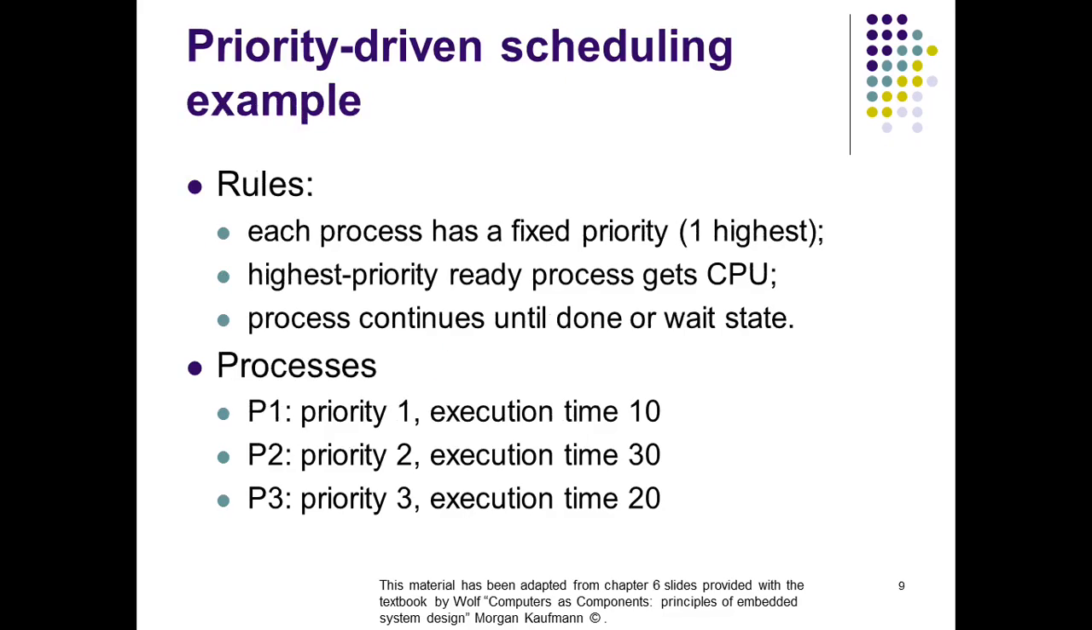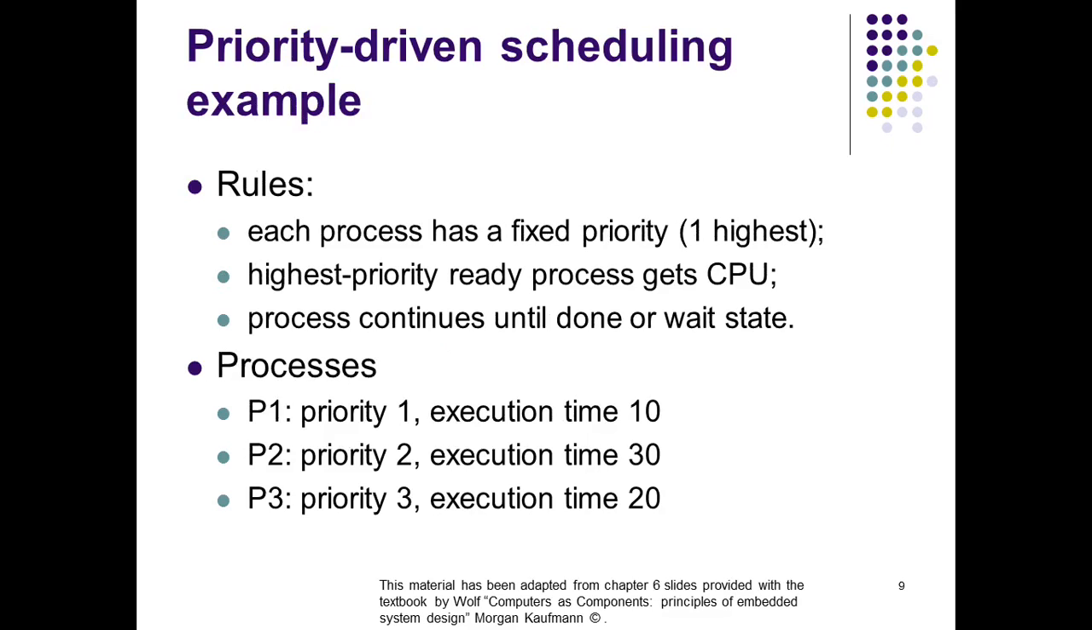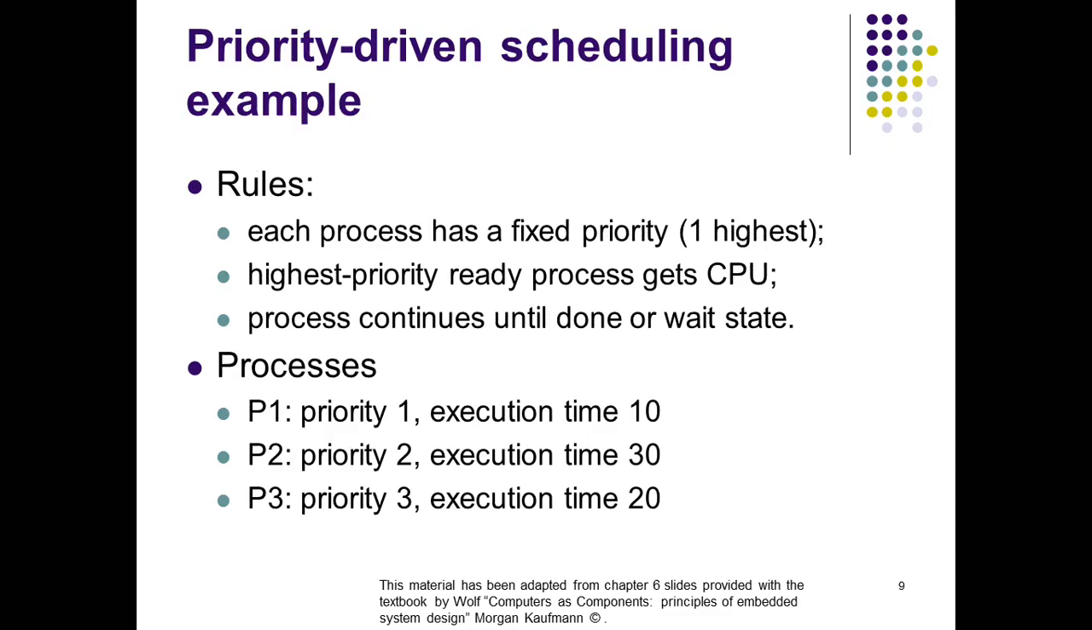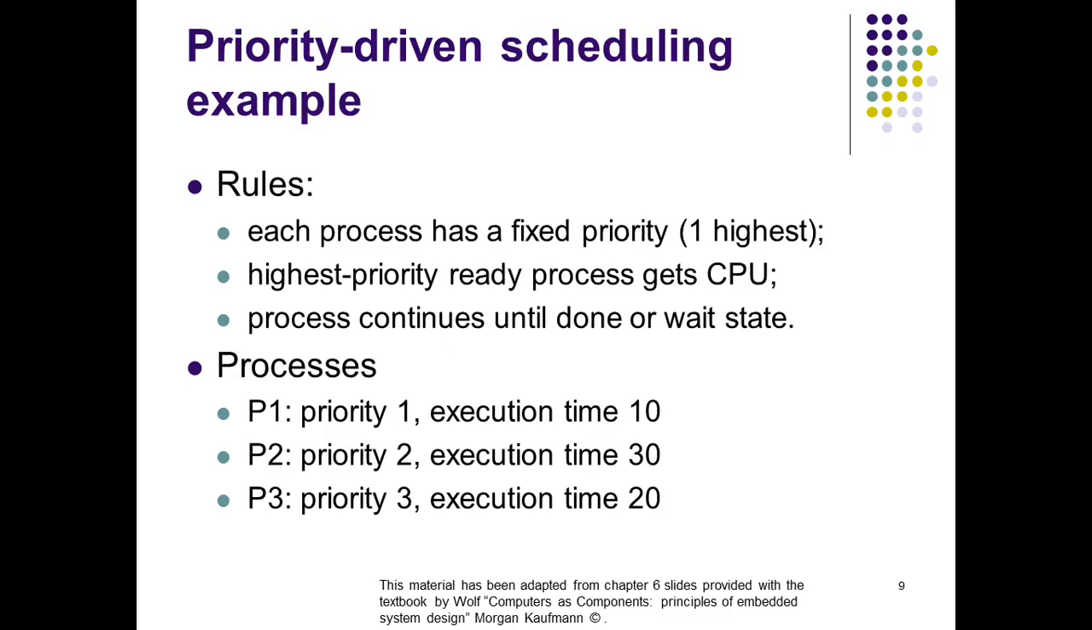Okay, so in terms of fixed priority scheduling, it's best to just give you an example. Now you should be able to walk through this trivially yourself, but we'll go through it together. So we've got three processes, each has a fixed priority. Priority 1 is the highest, following what microCOS2 does. Highest priority gets the CPU, and processes continue until they're done or wait state. They're all periodic processes.